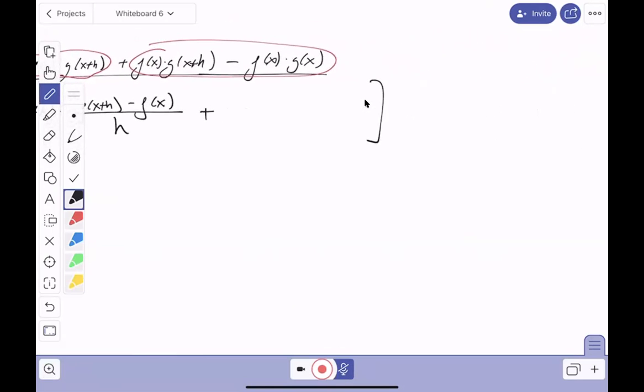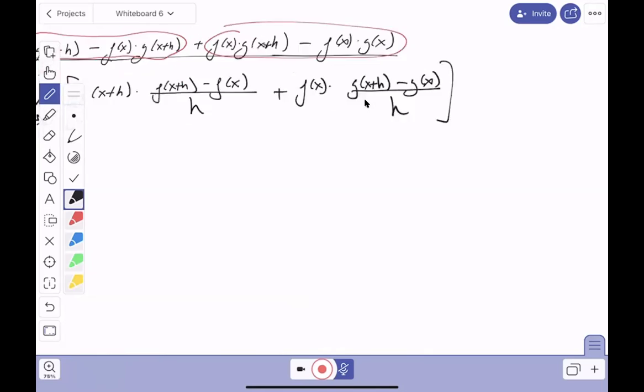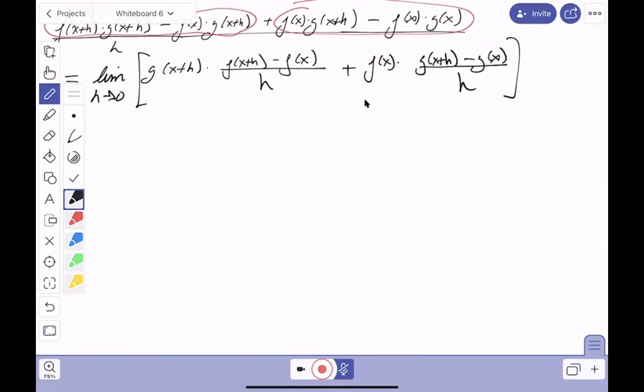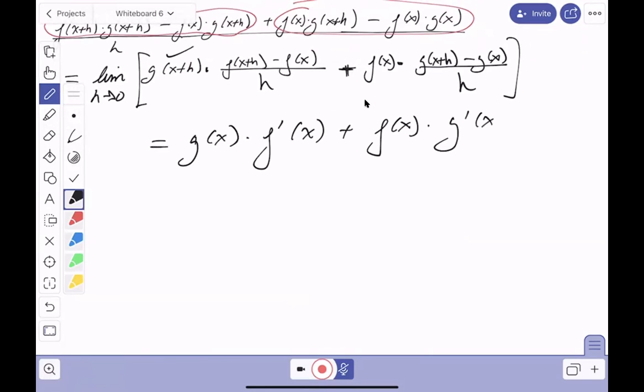What factors out for the next two terms? Just f of x. And what is left, g of x plus h minus g of x over h. Now we're going to take the limit. What do you get over here? Well, this is a product and a sum. So let's see if we can do it. This first factor is just going to be g of x. This one is the defining feature of f prime of x, and g of x plus h minus g of x over h is just the defining feature of g prime of x.